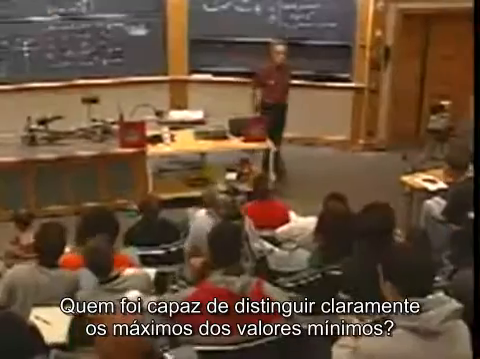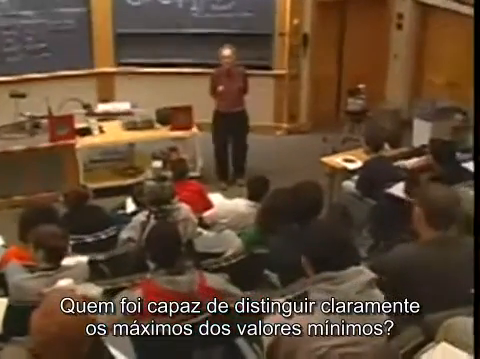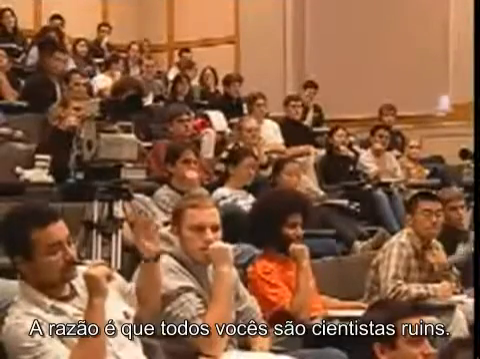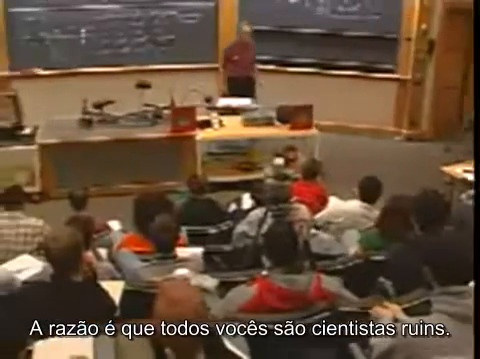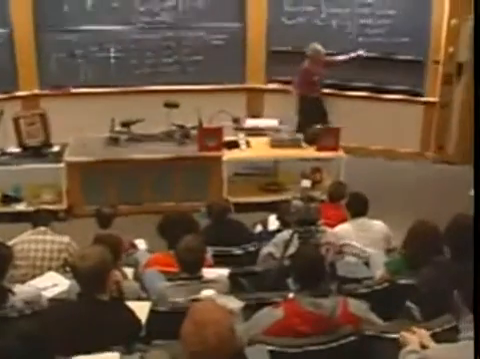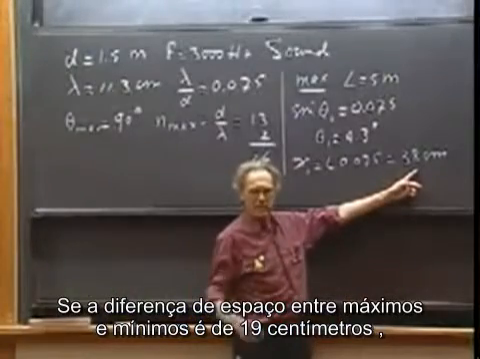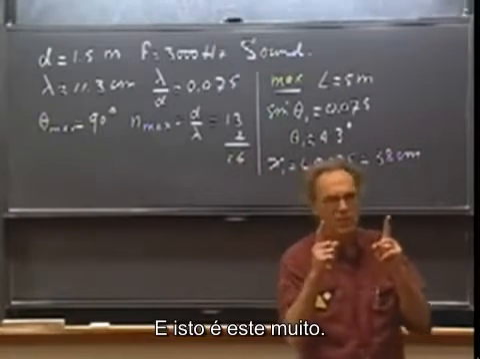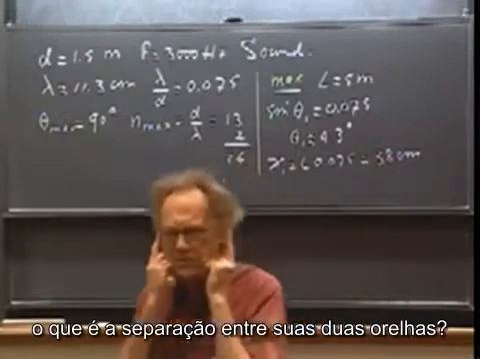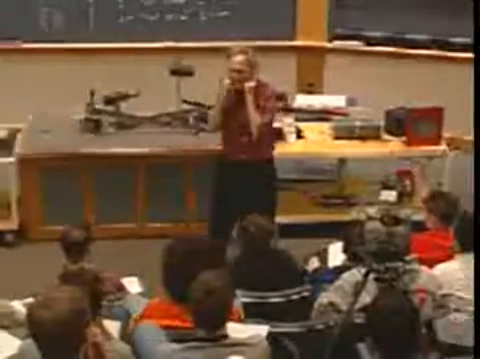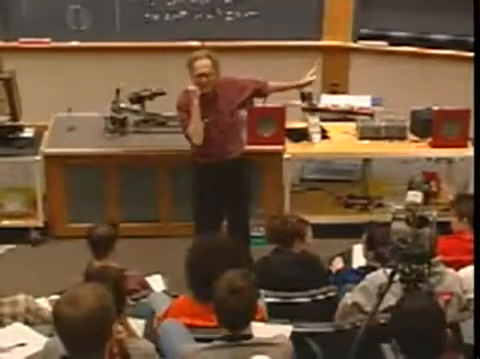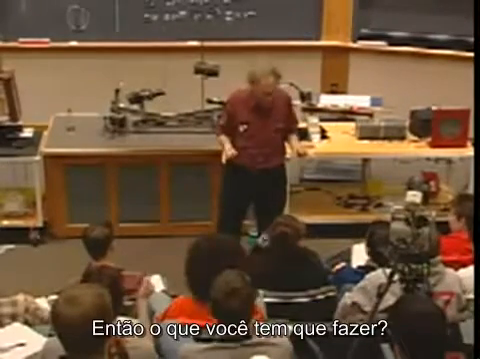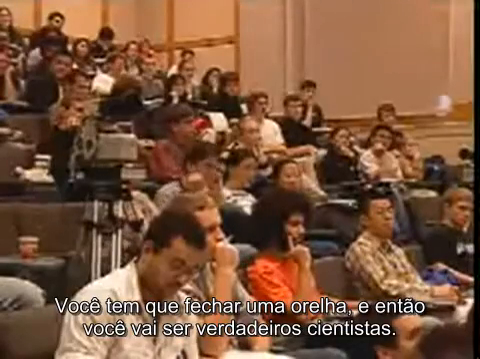Who was able to clearly distinguish the maxima from the minima? Not too many, eh? And the reason is that all of you are lousy scientists. If the difference in space between maxima and minima is 19 centimeters, that is this much. What is the separation between your two ears? It's about 20 centimeters. It's not an accident that I chose that. So if you have a maximum here, you would have a minimum there. So what do you have to do? You have to close one ear. And then you will be real scientists.